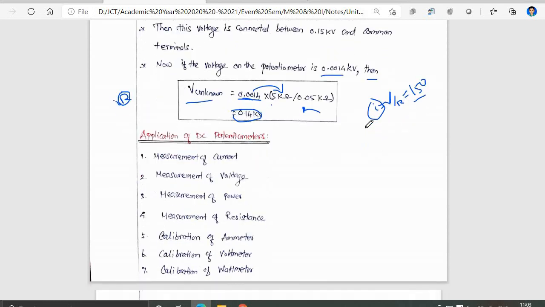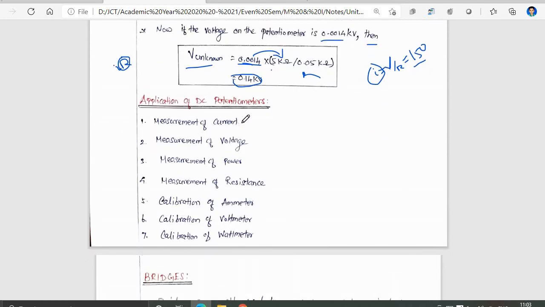So the main applications of the DC potentiometer are to measure unknown current, voltage, power, and resistance, and it is mainly used for calibration circuits, like voltmeter, ammeter, and wattmeter calibration circuits. We can adjust the potentiometer simply because it is a variable resistance. Thus we can adjust the variable resistance and get a different output voltage to be given to the circuit, and it should be compared with some other known or unknown voltage.